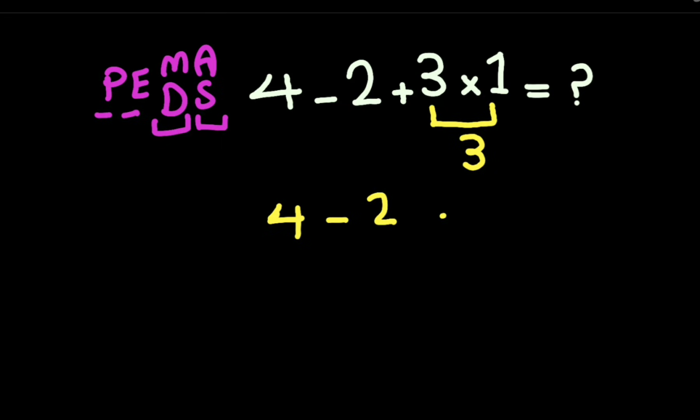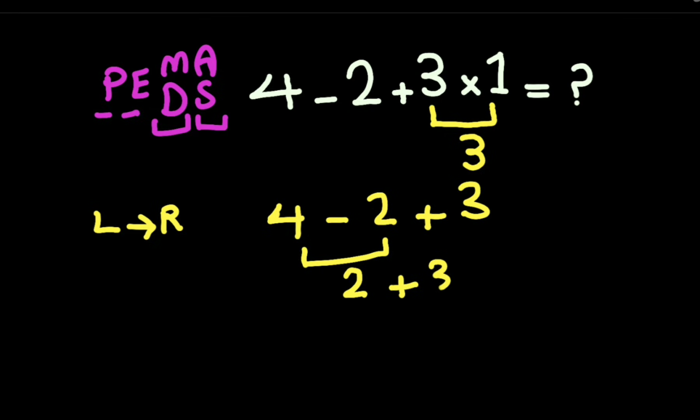minus 2 plus 3. As we know, subtraction and addition are equally important, so we have to solve from left to right. Now 4 minus 2 gives us 2, and 2 plus 3 gives us 5. The same answer, but in a different way than it was before.